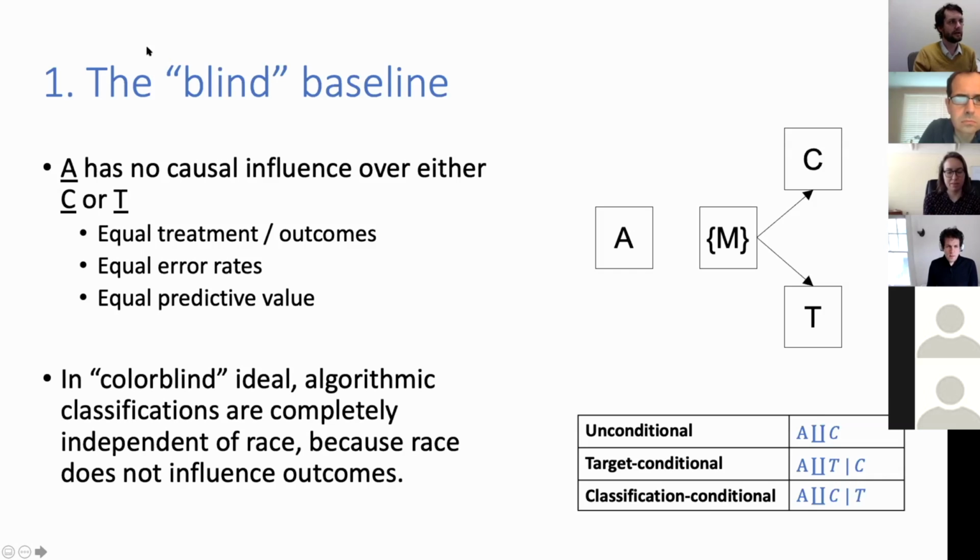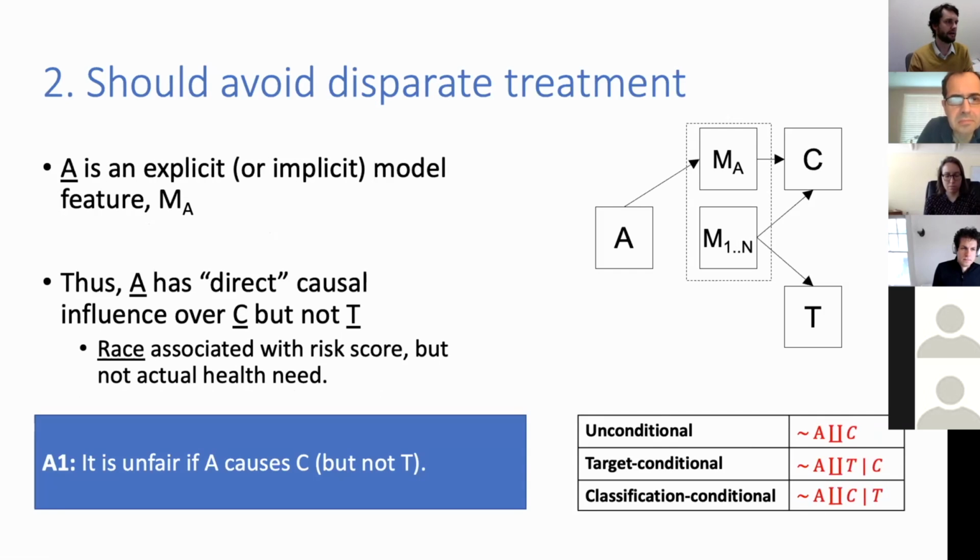And so they operate essentially with this kind of blind baseline. They think, listen, the best outcome is that A has no causal influence over C or T. And in fact, if you have a causal structure like this, you're going to pass all of these tests, right? And the idea is, in the colorblind ideal, these algorithmic classifications are going to be completely independent of race, because race doesn't influence the outcomes, the target variable, at all, right? So that's one, right?